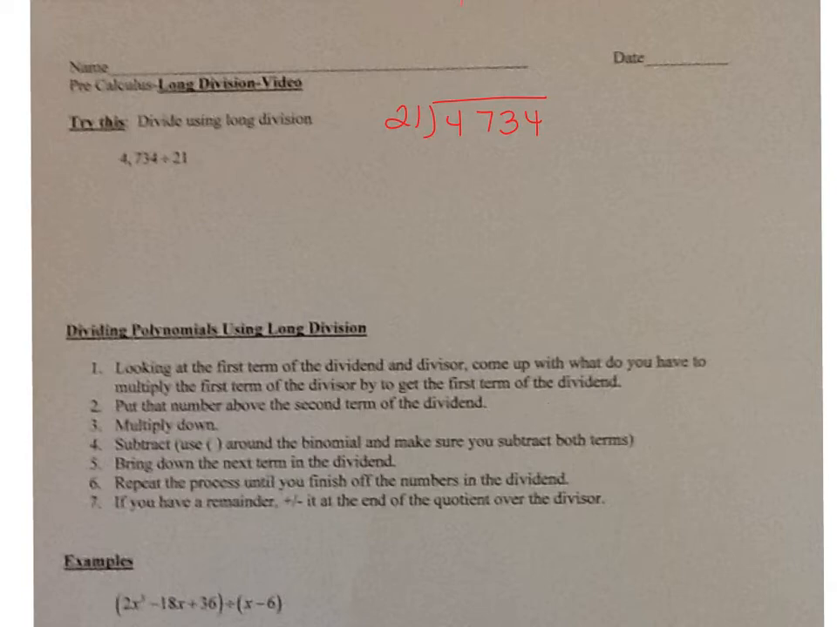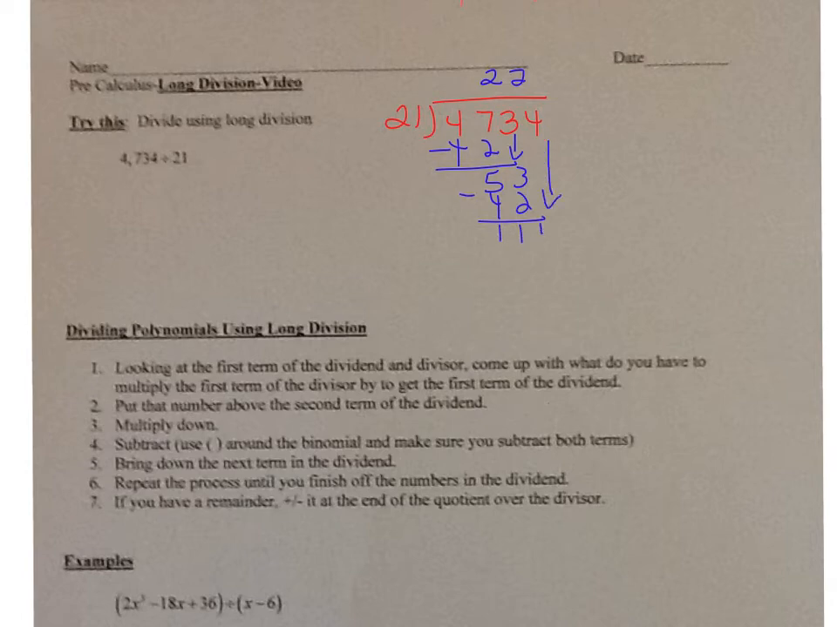All right, so remember, we see how many times does 21 go into 4, and it doesn't, so then I go into 47. So 21 goes into 47 2 times, so 2 times 21 is 42, and then I subtract them. So 47 minus 42 is 5. Then I bring down the next number 3, so now I have 53. How many times does 21 go into 53? That would be twice. So I have 42. Subtract them. I get 11.